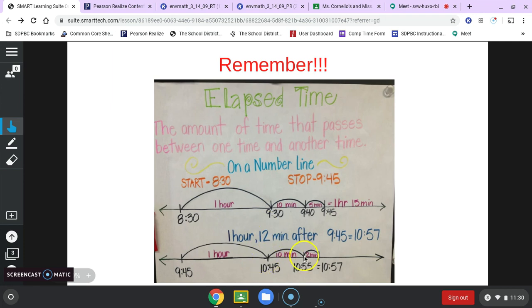So we're going to jump 10 minutes. So 10:45 plus 10 minutes is going to leave us at 10:55. We also need to add 2 more minutes because 10 plus 2 is 12. So 2 minutes from 10:55 is 10:57, and that will be your end time.